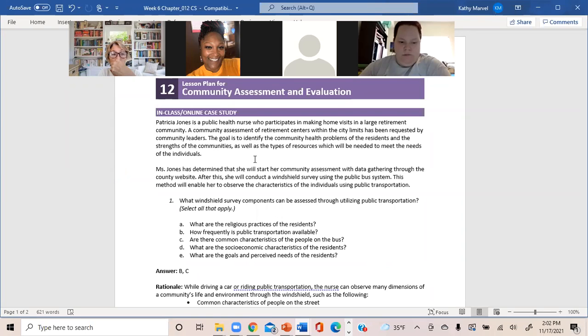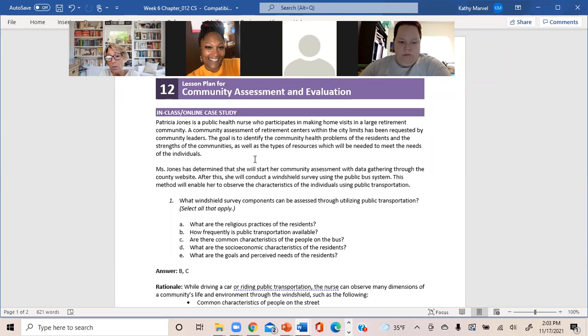All right. So their goal for the assessment is they want to identify community health problems of the residents and what the strengths of the communities are, as well as the types of resources which will be needed to meet the needs of the individuals. Make sense? That's what a community assessment is. So she starts a community assessment with data gathering through the county website.